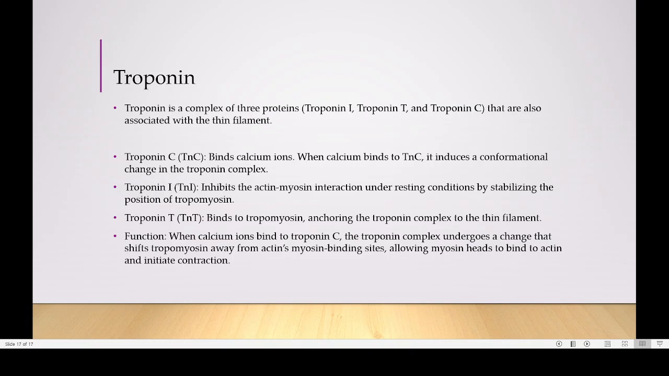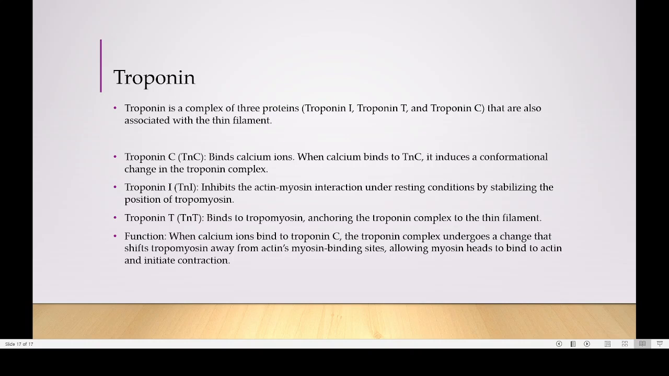Troponin C mainly binds to the calcium ion. When calcium binds to troponin C, it induces a conformational change. Conformation means shape, a change in the shape or structure of the molecule. Troponin I inhibits actin myosin interaction. Troponin T binds to tropomyosin, anchoring the troponin complex to the thin filament. You don't need to understand the three different types of troponin. Just remember that troponin is a complex protein formed of three types of protein.